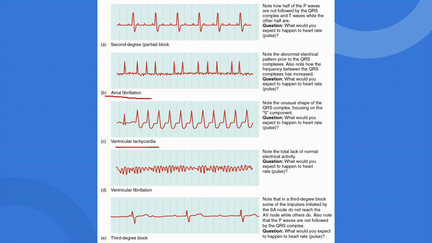ST-elevation myocardial infarction, STEMI. It is elevated ST segments in specific leads, a hallmark of acute heart attack requiring urgent reperfusion therapy. Premature ventricular contractions: early, wide, and bizarre QRS complexes. They're often benign but could indicate underlying cardiac issues.